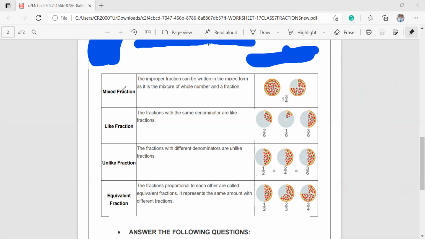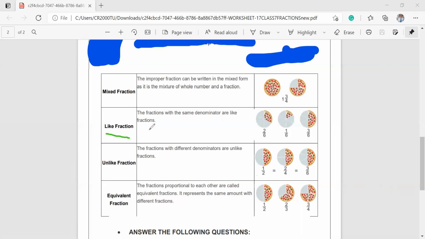We can say the improper fraction, when it is divided, it can be shortened down. So sometimes it can be shortened down, but over here we see that when it cannot be shortened down, it is converted into the mixed fraction, and that mixed fraction is coming from an improper fraction. Improper fraction represents the mixture of whole numbers and a fraction. Hope that is clear to you.